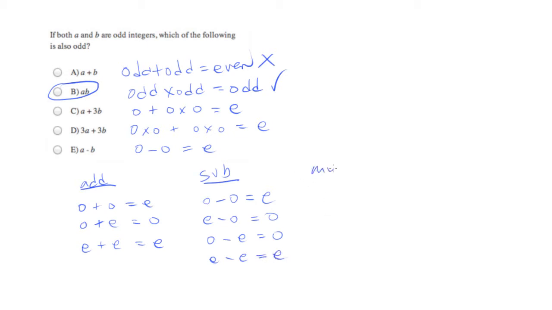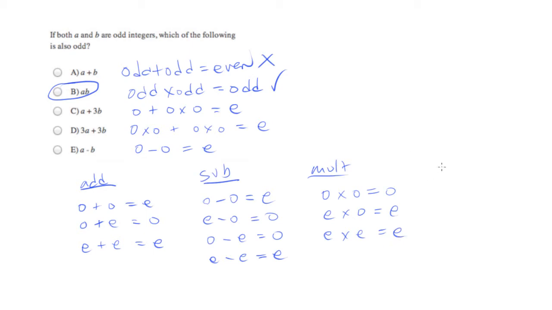Let's look at multiplication. When we have an odd times an odd, that's one way to get an odd. If we have an even times an odd, we're going to get an even. And if we do an even times an even, we're going to get an even.